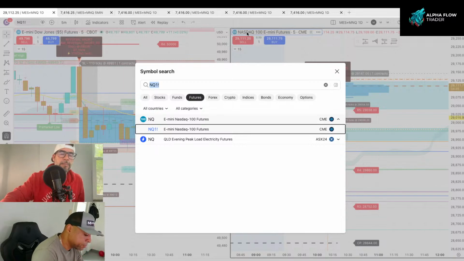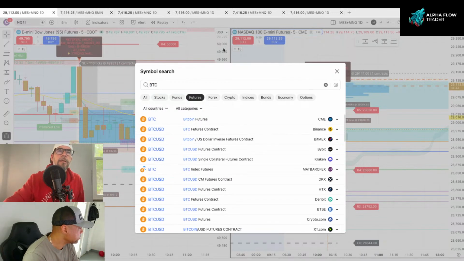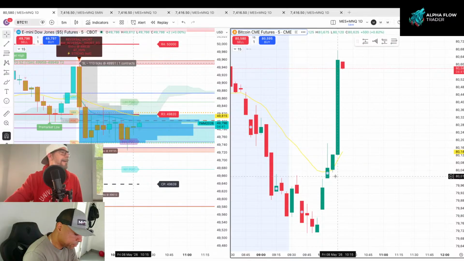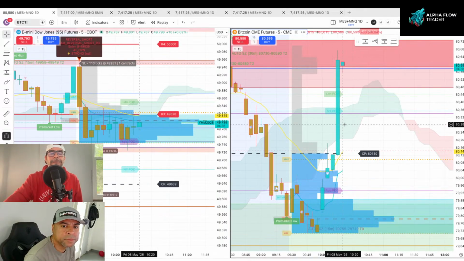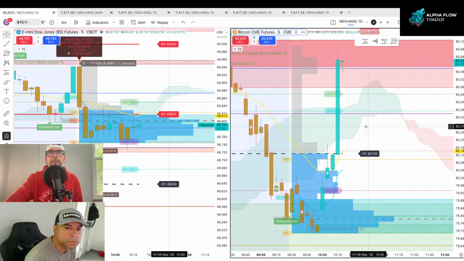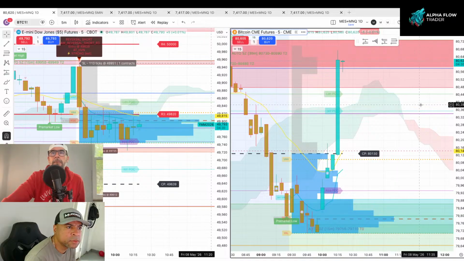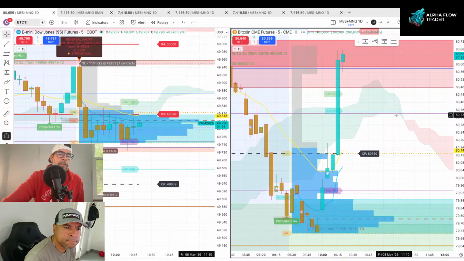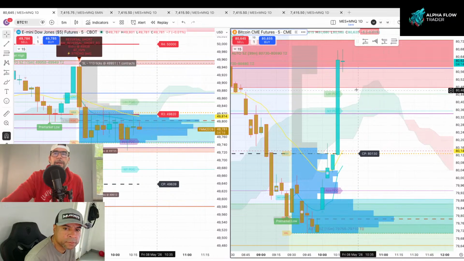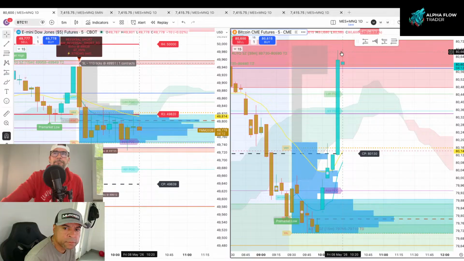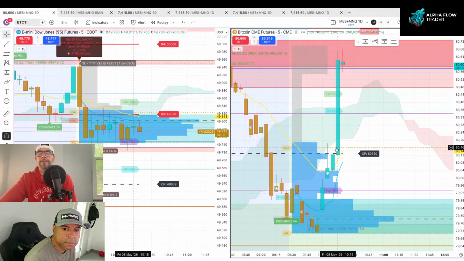Let me show you guys this. Look at this Bitcoin candle here. Give it a second to load on the screen. Oh, was that an inside day? Bitcoin's an outside day. But look at that. Yeah, that's a crazy candle. All right, there you guys can see it. Look at this candle here on Bitcoin. 10:15 candle.